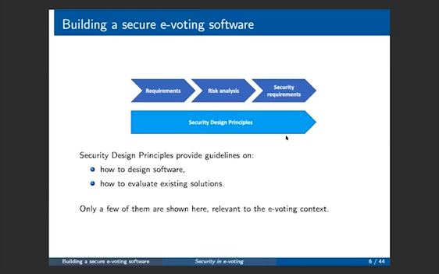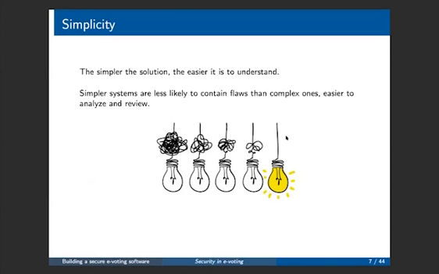Security design principles are guidelines that help us evaluate how to design software if we were to build it from scratch, or, when the software already exists, to evaluate its security. There is a well-known list of security design principles, but the ones I'm going to mention here are just the ones that are relevant in the e-voting context. The first one is simplicity. As in any problem, we would like to find the simplest solution, because a simpler solution is easier to understand, easier to review, and easier to find flaws and vulnerabilities in, if such flaws exist.